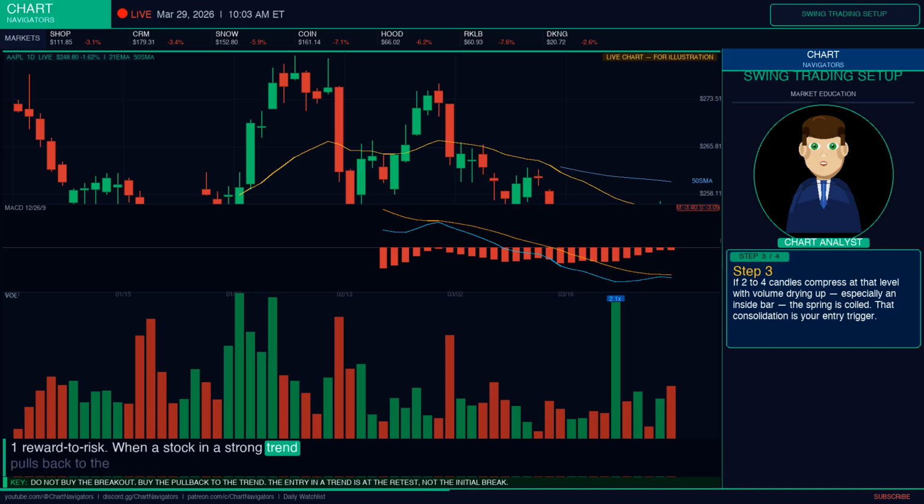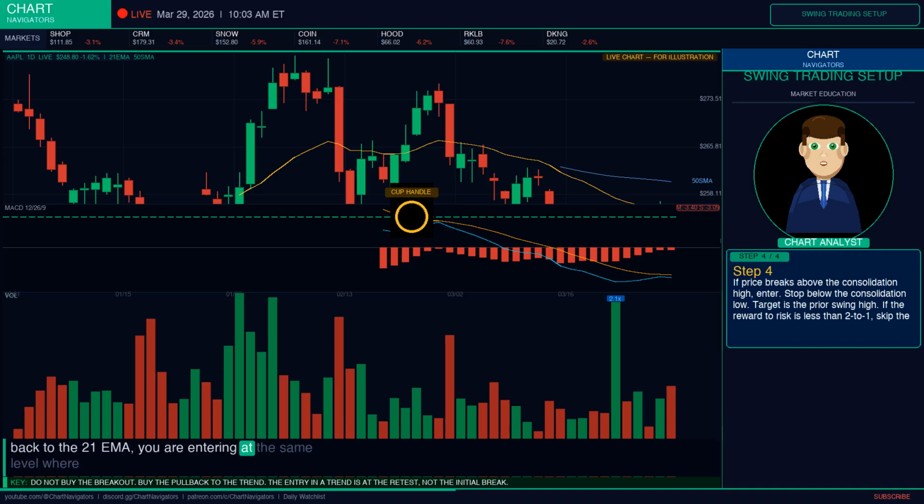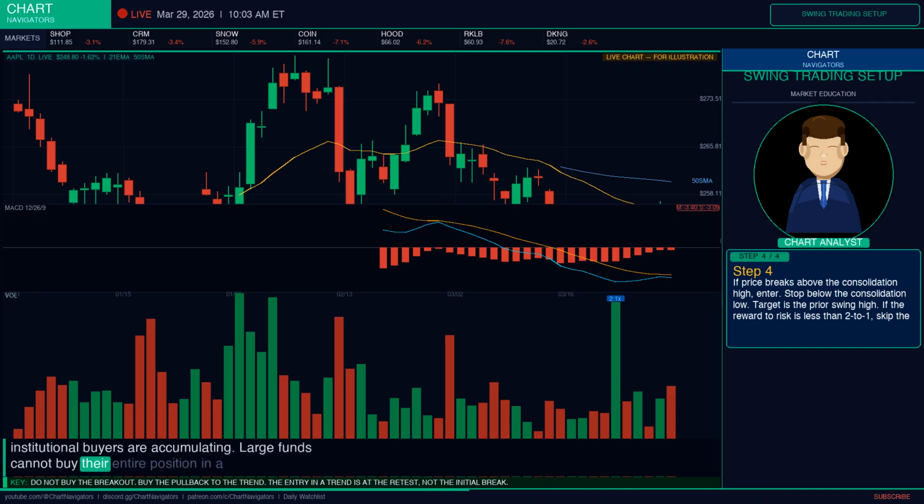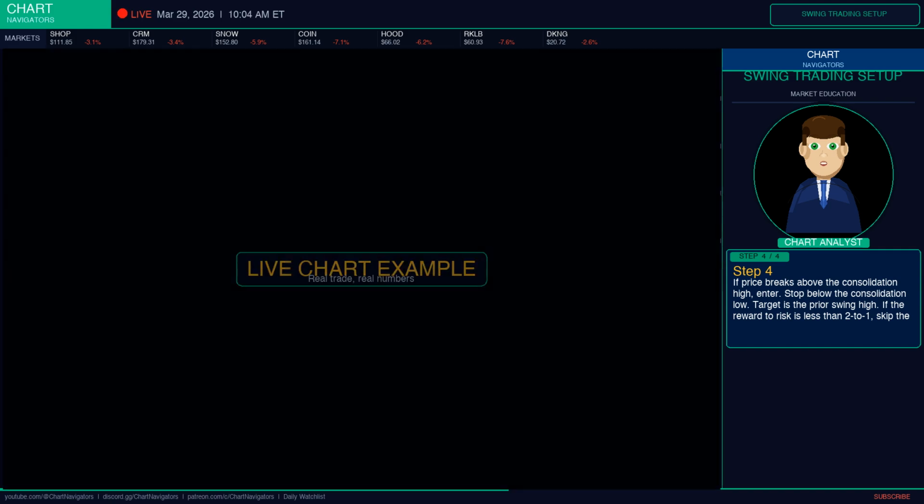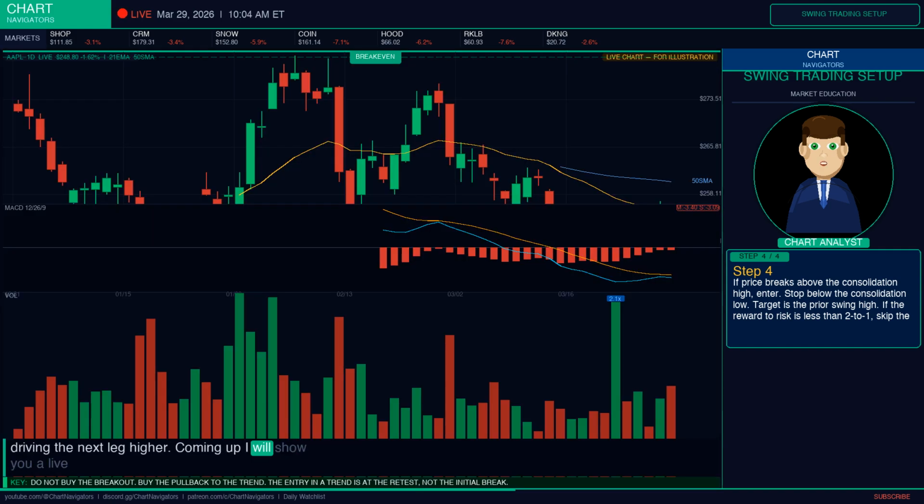When a stock in a strong trend pulls back to the 21 EMA, you are entering at the same level where institutional buyers are accumulating. Large funds cannot buy their entire position in a single session without moving the price. They need the pullback to get their orders filled at acceptable prices. When you enter the consolidation breakout at the 21 EMA, you are literally entering alongside the same institutional buyers who will be driving the next leg higher. Coming up, I will show you a live swing setup on today's most active name, daily chart, entry level, stop, and target, all labeled. Here is what the tape looks like right now.